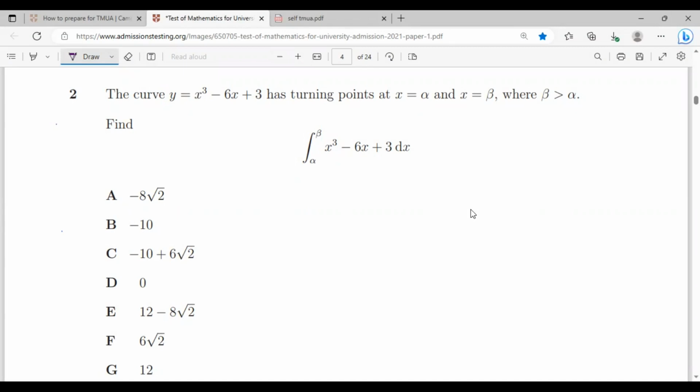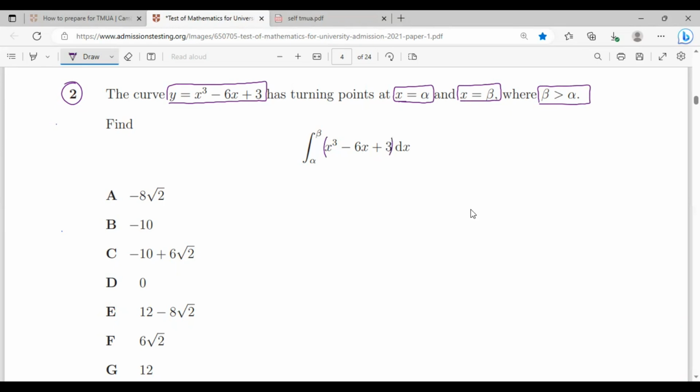Now let us start with question number 2. This question says the curve y is equal to x cube minus 6x plus 3 has turning points at x is equal to alpha and x is equal to beta, where beta is greater than alpha. Then we have to find the integration from alpha to beta of x cube minus 6x plus 3 dx.